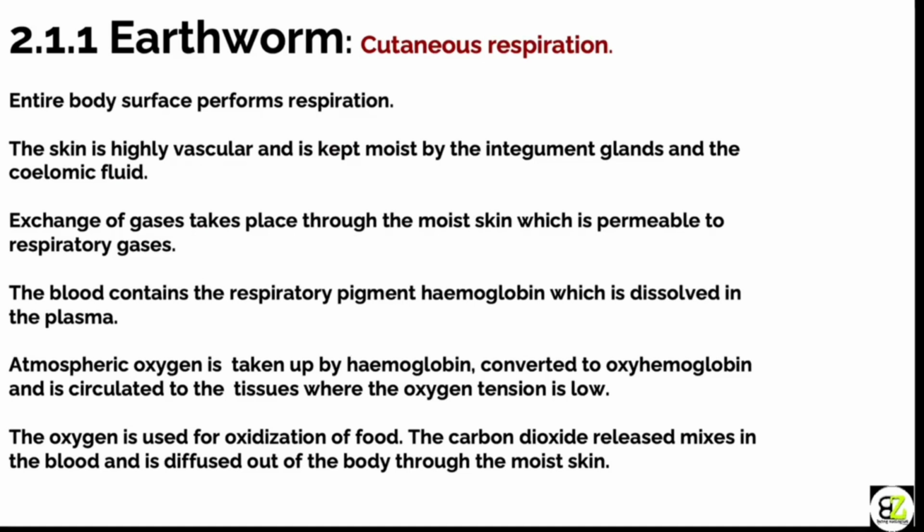After that we talked about the earthworm. In earthworm, cutaneous respiration is there, which means the respiration which takes place with the help of skin. So the entire body surface performs the respiration here, right? So that's why we require moist skin for the exchange of gases.